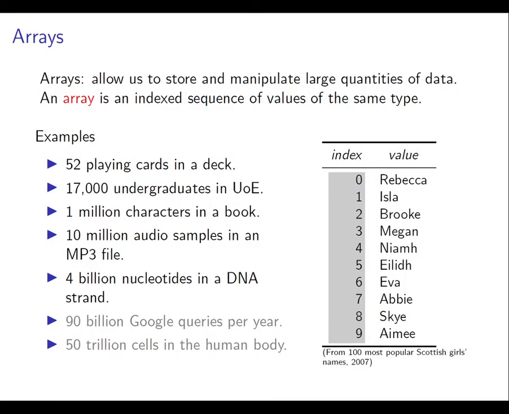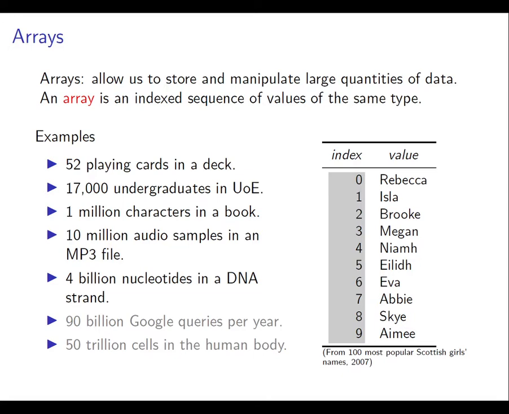So arrays allow us to store and manipulate large quantities of data, and they are only one of a number of different mechanisms for doing this in Java. They're the first one we're going to meet. Later on we'll meet collection classes, which give us a lot of different ways of doing it with different properties for other circumstances. An array in particular is an indexed sequence of values of the same type.